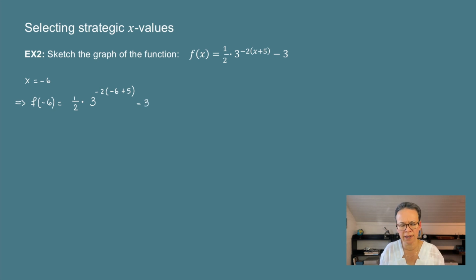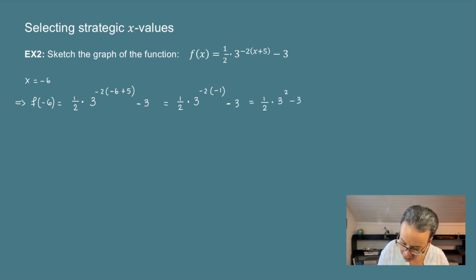Now I will just simplify. Now I'm going to show you more steps than needed because I want to make sure that everybody can follow me, but there's certainly a few steps that you can just easily do mentally. So continuing, we're going to have 1/2 times 3 to the -2 times -1, because -6 + 5 is -1, minus 3, which will be 1/2 times 3 squared minus 3. And this will now give us 9/2, because 9 times 1/2 is the same thing as 9/2, minus 3.